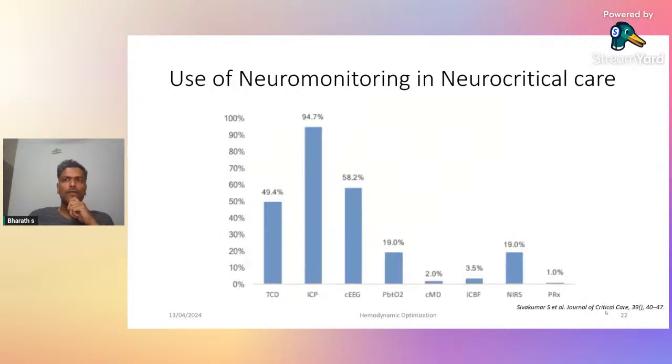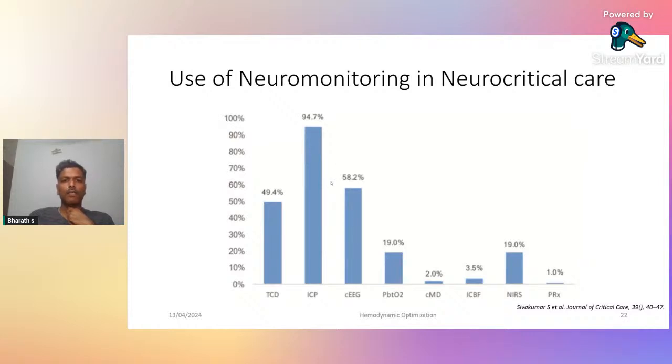Now, this is from one of the surveys which were conducted and published. Which are the different monitors, and how much have they been used at the bedside in various areas? The commonly used one, like I said, is ICP, because it is relatively simple, everyone understands it, and it is a very easy measure to convince our neurosurgeon to place at the bedside. Despite the risk of infection in a severely injured neurocritical care patient, this is a common go-to modality for us to know how the brain is doing at the bedside.